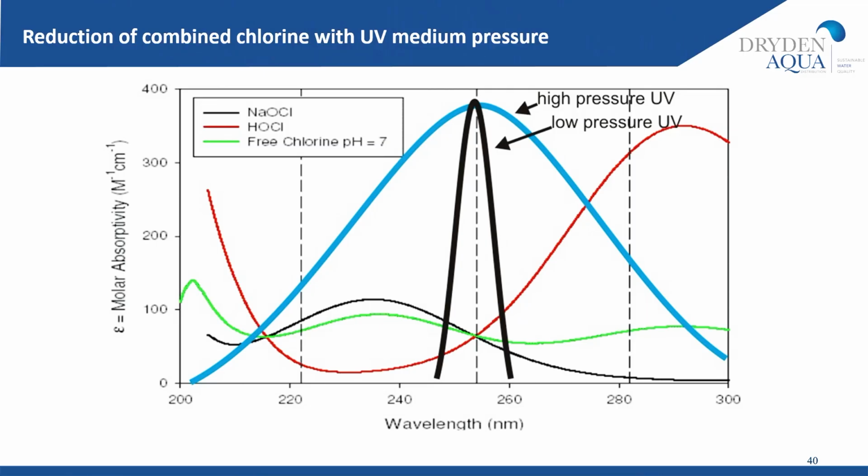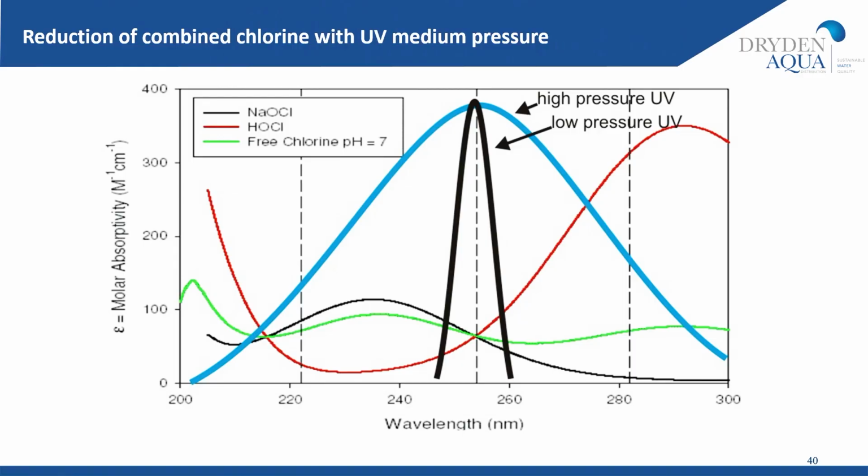So why is medium pressure UV so energy hungry? And why are commercial pool operators trying to find ways of reducing the use of medium pressure UV to make those energy savings? It's because it's producing quite a broad spectrum of UV light. And it's this broad spectrum of UV light that is very effective in inactivating Cryptosporidia, but also for removal of the combined chlorines.